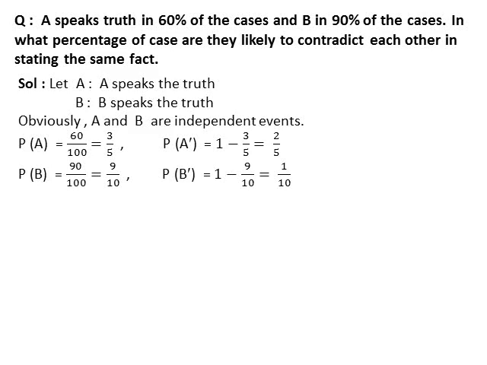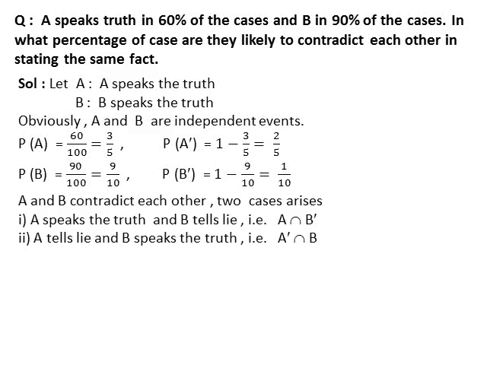Now B speaks truth in 90% of cases. So P(B) equals 90 by 100 equals 9 by 10. Then P(B complement) equals 1 minus 9 by 10 equals 1 by 10. As A and B contradict each other, so two cases arise. Case 1, A speaks the truth and B tells lie. That is A intersection B complement. Case 2, A tells lie and B speaks the truth. That is A complement intersection B.